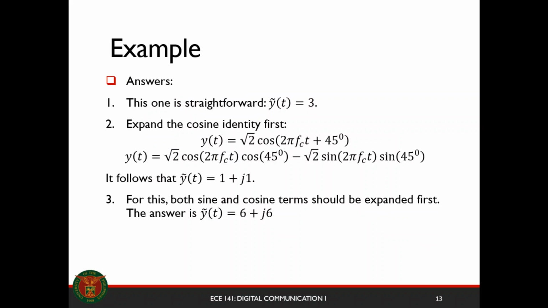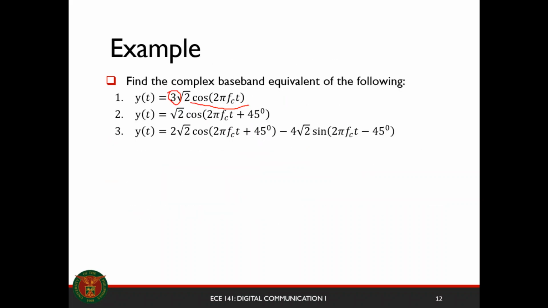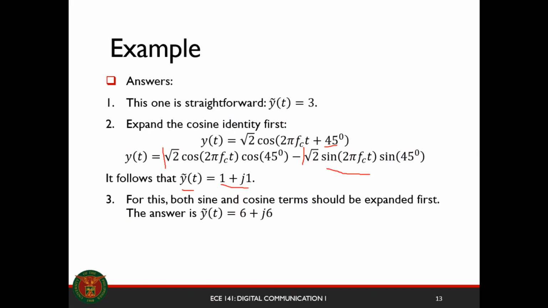For the second one, let's expand the cosine identity first. It has a 45-degree phase shift, and you'll actually reveal a sine 2 pi f_c t term. Okay? So it follows that the factor of this is 1, the factor of this is 1, so y baseband is 1 plus j1. Okay? The same procedure can be done for number 3, and you'll get this answer right here. I won't expand that anymore. You can try it by yourself.